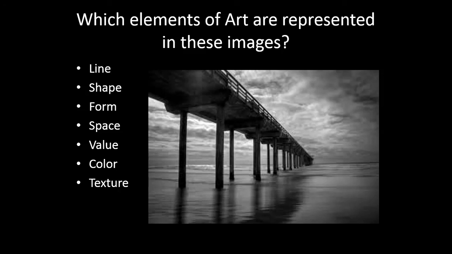No. And then forms are 2-dimensional, or sorry, 3-dimensional. Shapes are 2D, form is 3D. So do you see cylinders on here, or prisms of any kind? What about space? Space is the area outside of an object or within an object. Lots of space here. Value is the lightness or darkness of a color. So when you're looking at black and white, that's tone.